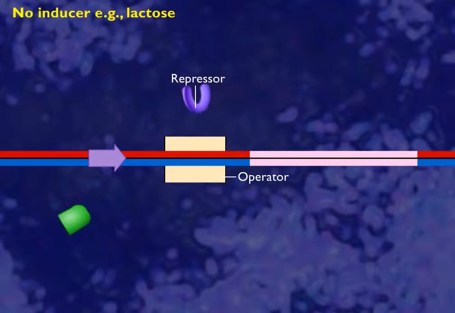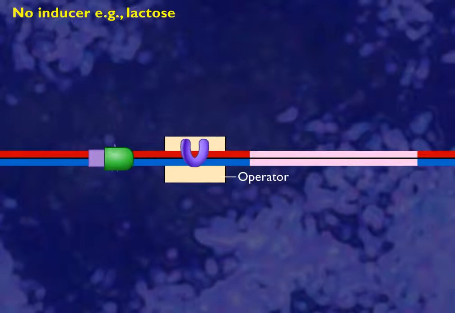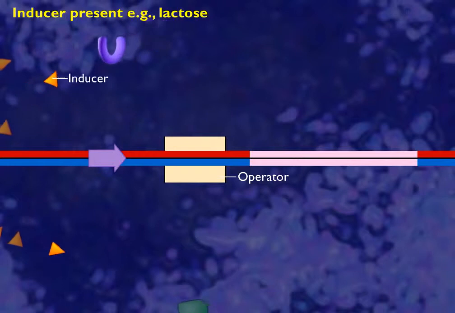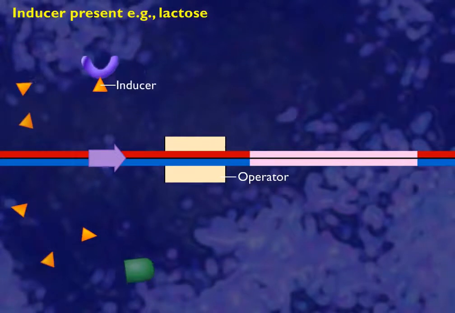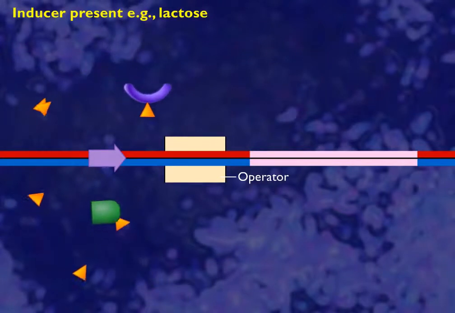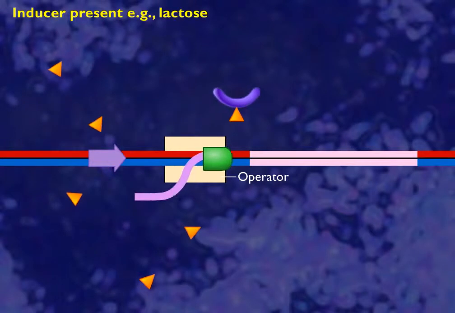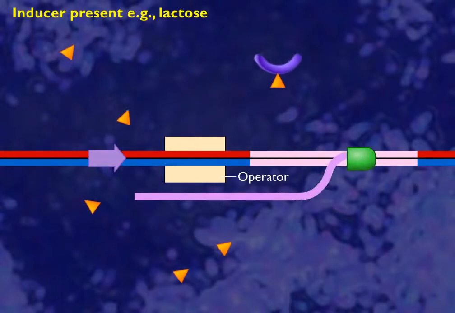When the substrate, which is called the inducer, becomes available, it reacts with the repressor and inactivates it. The repressor can no longer bind to the operator site and transcription can proceed. Regulation of catabolic pathways involving a repressor that is inactivated by the inducer is referred to as negative control.